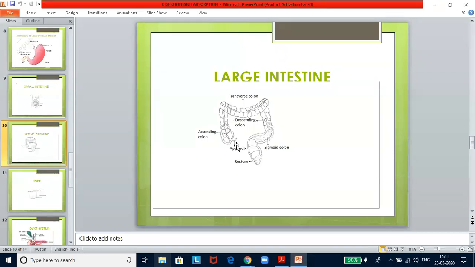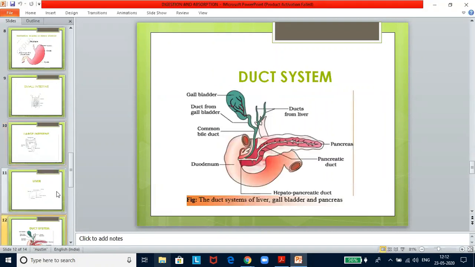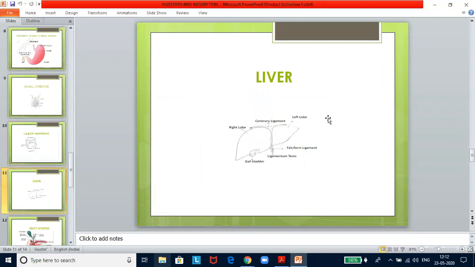Sometimes this can get inflamed, and since it is a vestigial organ, it can be easily removed from the body, and it is not going to cause any harm. And then it opens into the rectum. Now the next part is the liver.